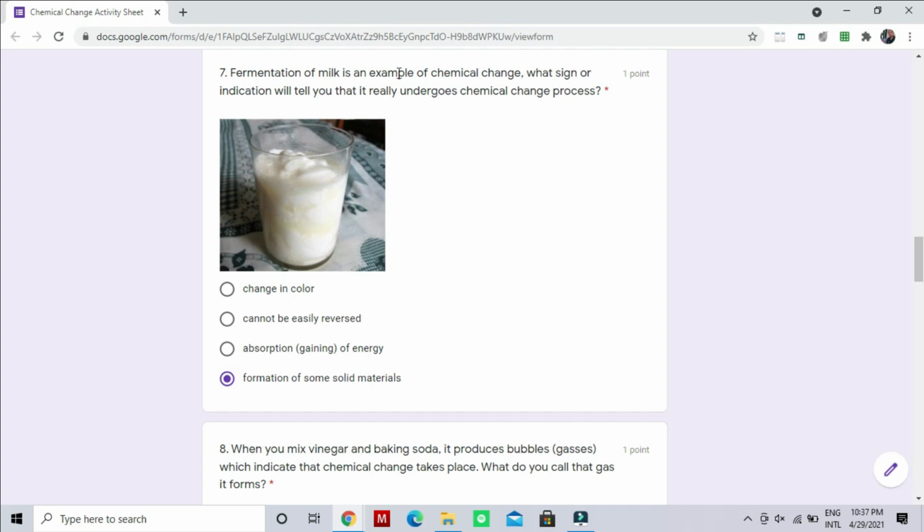Question number 7. Fermentation of milk is an example of chemical change. What sign or indication will tell you that it really undergoes chemical change process? The correct answer is formation of some solid materials.